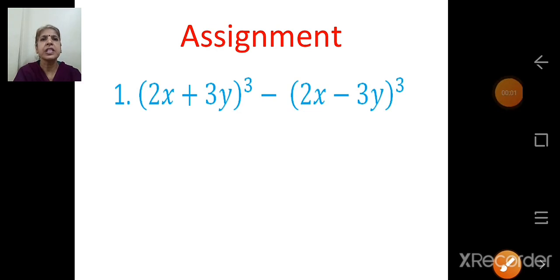So children, this is an assignment question. 2x plus 3y the whole cube minus 2x minus 3y the whole cube. This assignment question is based on the sums which we have done in this session only.